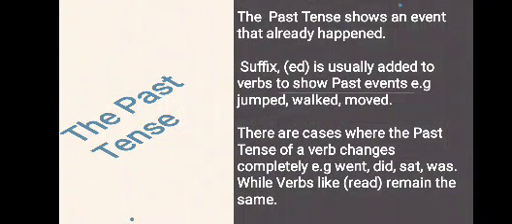The past tense. The past tense shows an event that already happened. The suffix ed is usually added to verbs to show past events, e.g. jumped, walked, moved. There are cases where the past tense of a verb changes completely, e.g. went, did, sat, was, while verbs like read remain the same in spelling.